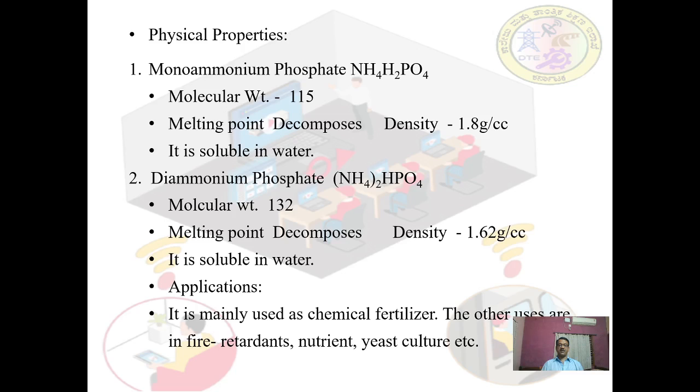Diammonium phosphate molecular weight is 132. It also decomposes above the melting point. As soon as it melts, it starts decomposing. Density 1.62 gram per cc. It is soluble in water. These are the physical properties.